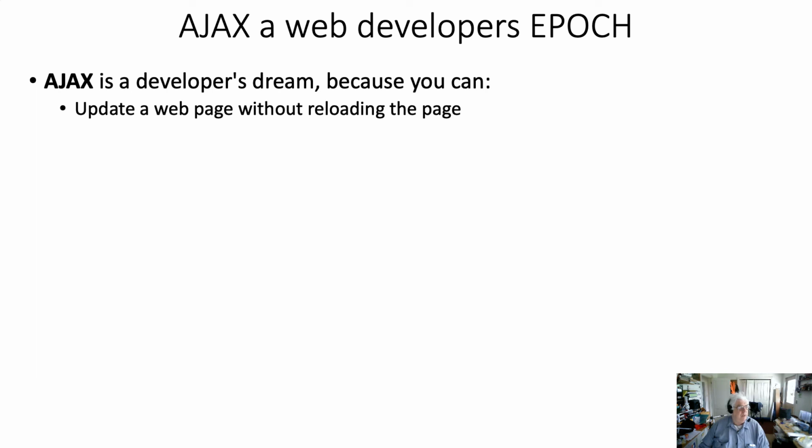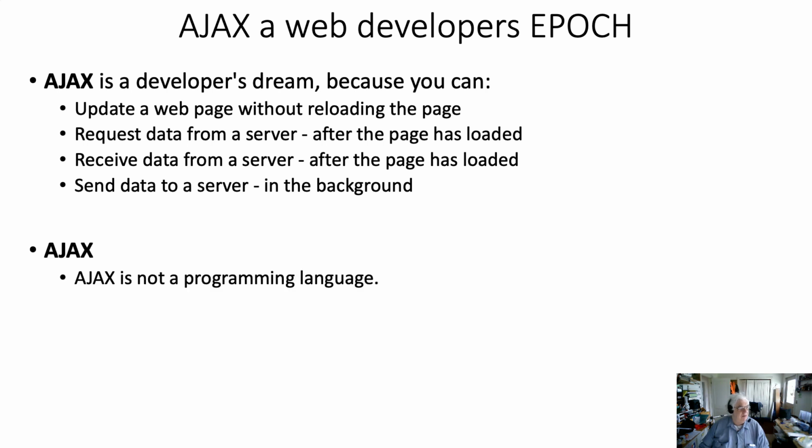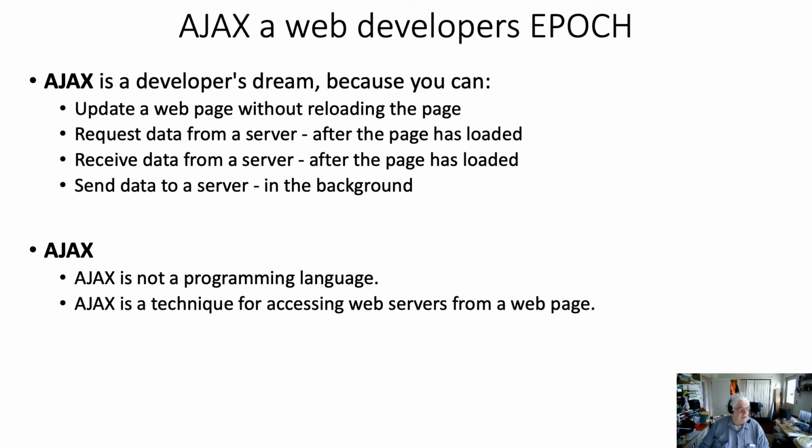But with AJAX, we can update a web page without reloading the page. We can request data from a server after the page is loaded. We can receive data from the server after the page is loaded. We can send data to a server in the background. AJAX is not a programming language. AJAX is a technique for accessing web servers from a web page. AJAX stands for Asynchronous JavaScript and XML.